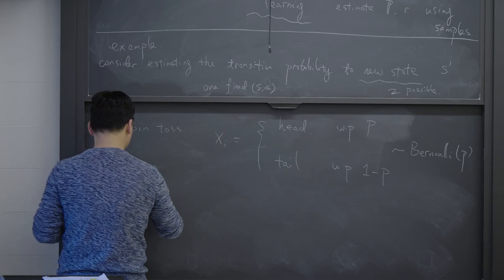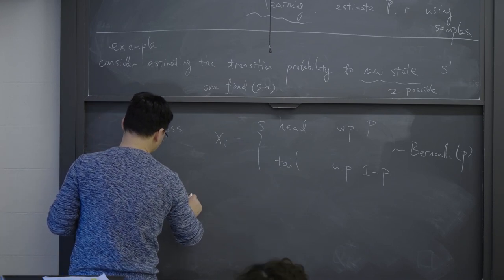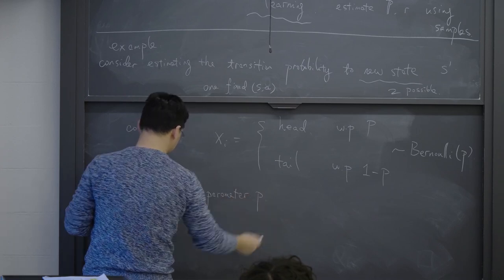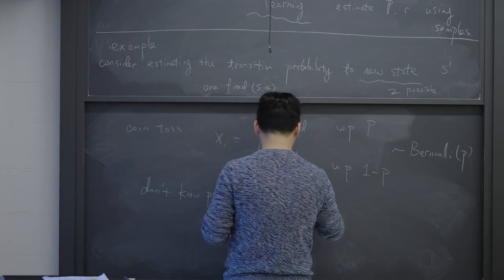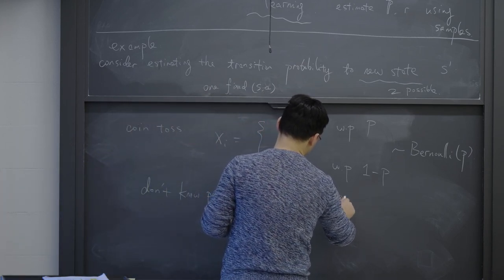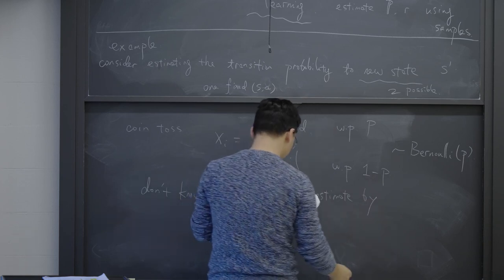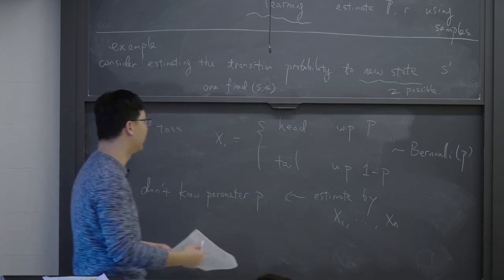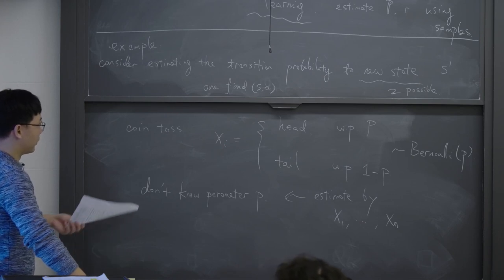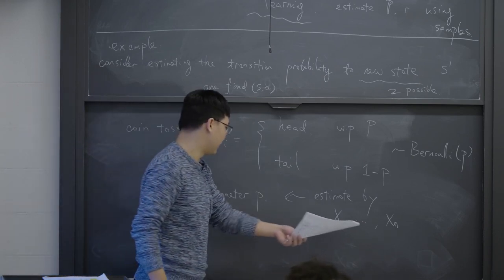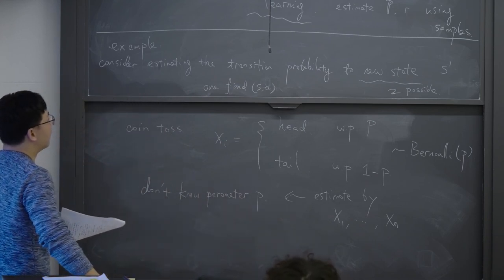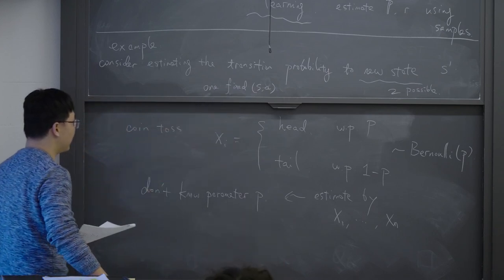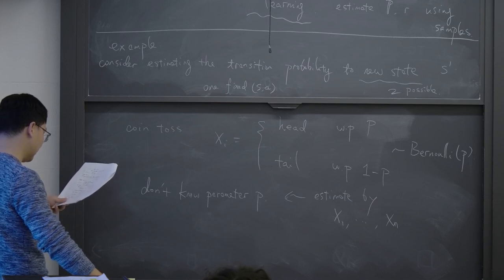The question is, we don't really know the parameter p. We want to estimate it by looking at a lot of samples, that is x1, x2, and so on till xn. We do independent draws of this Bernoulli random variable, and we want to use x1 to xn to estimate the parameter p. Essentially, this is a problem of learning the environment, where we look at many independent draws of the next state, and we want to estimate the probability of visiting state 1 and the probability of visiting state 2.